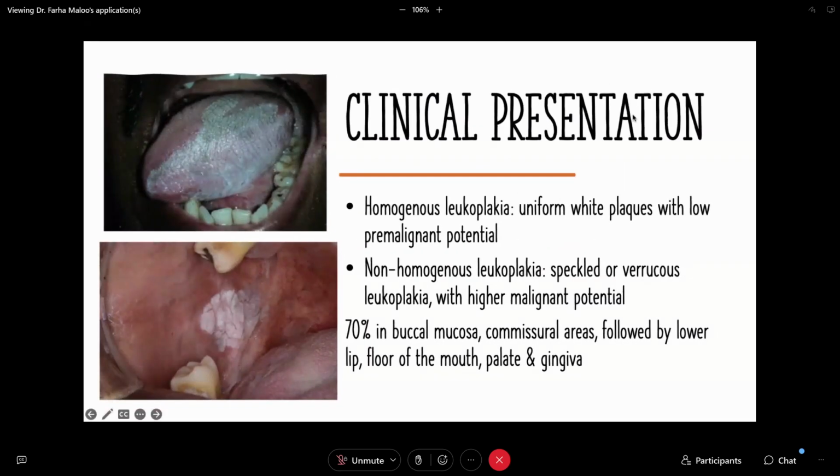So the clinical presentation of leukoplakia would be like this. This is the homogeneous leukoplakia where uniform white patches can be seen. It has a lower pre-malignant potential definitely. The non-homogeneous variety of leukoplakia, where there is speckled or verrucous leukoplakia, has a higher malignant potential. 70% of the cases of leukoplakia will appear in the buccal mucosa and in the commissural regions. It can be followed by the lower lip, floor of mouth, tongue, palate, and the gingiva.